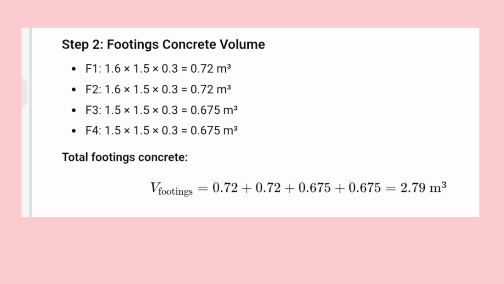For F3 and F4, volume equals 1.5 multiplied by 1.5 multiplied by 0.3, which equals 0.675 cubic meters per footing. For 2 footings, the total is 1.35 cubic meters. The total footing concrete volume is 2.79 cubic meters.